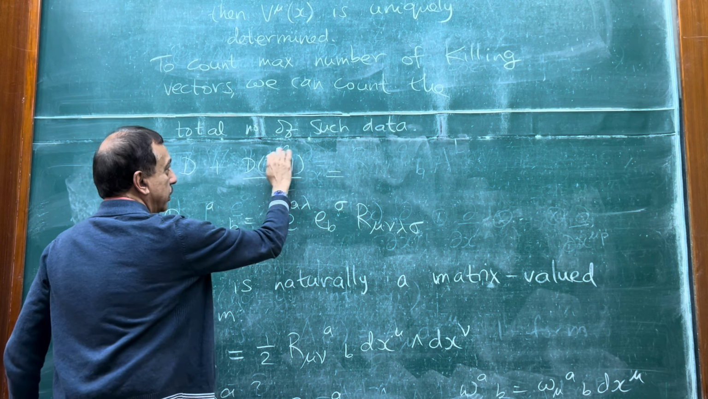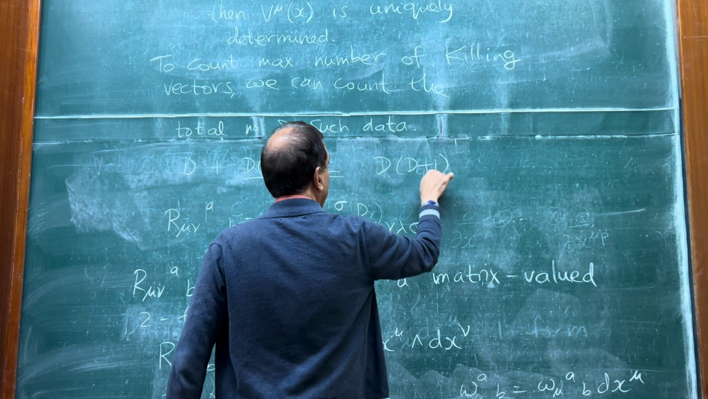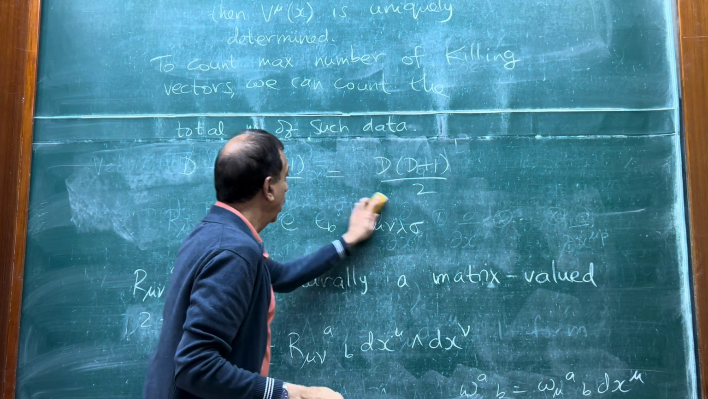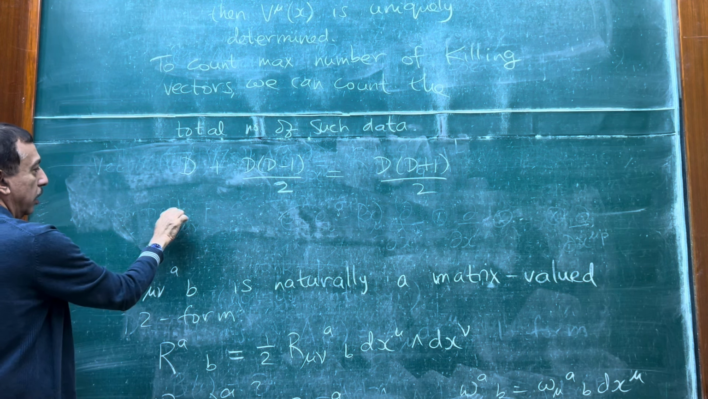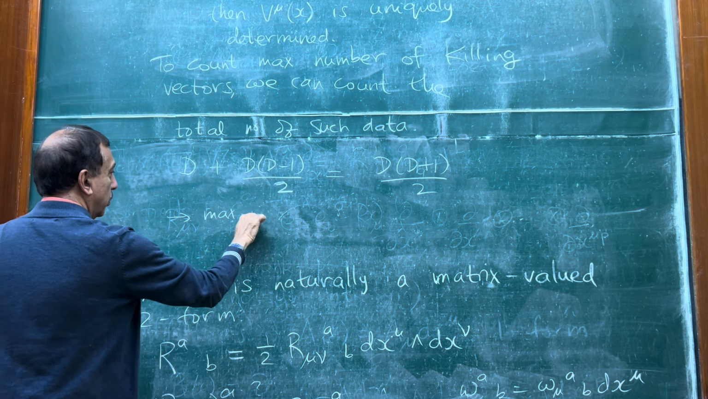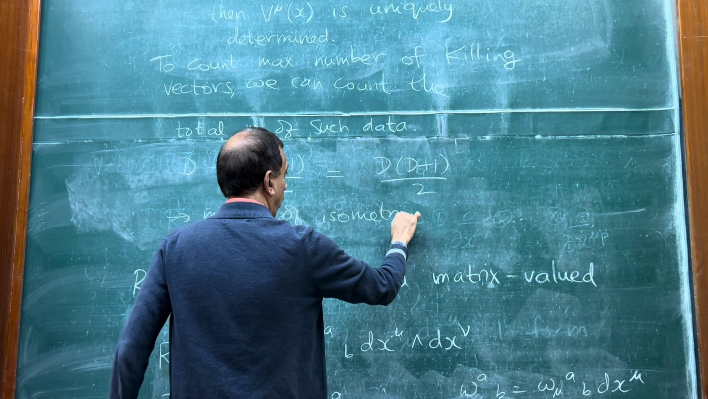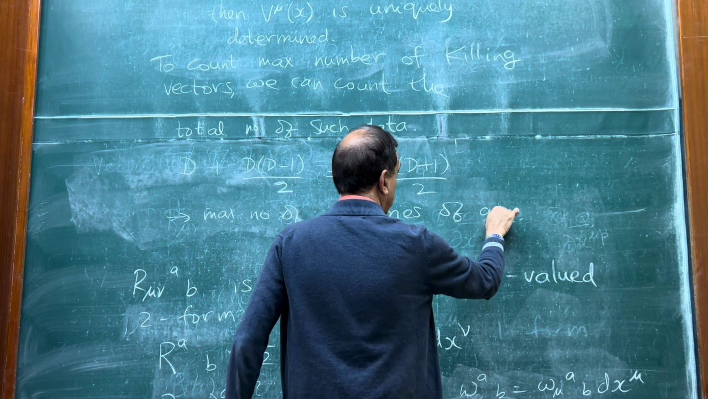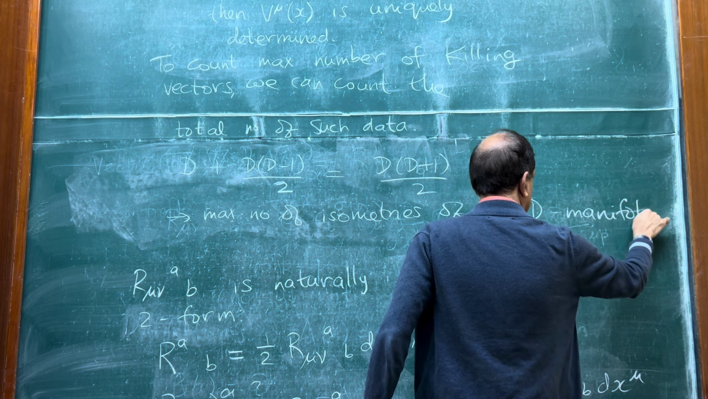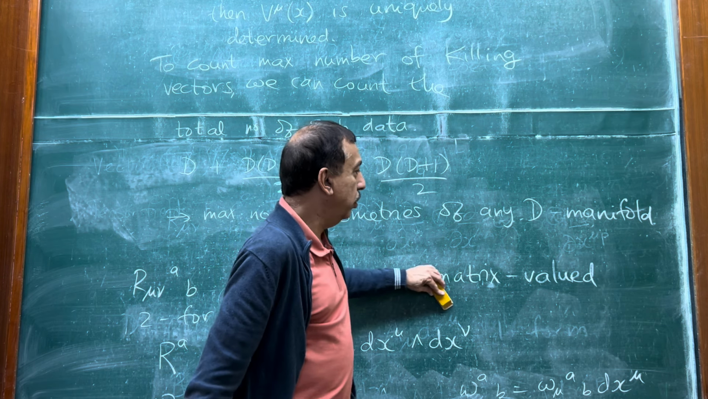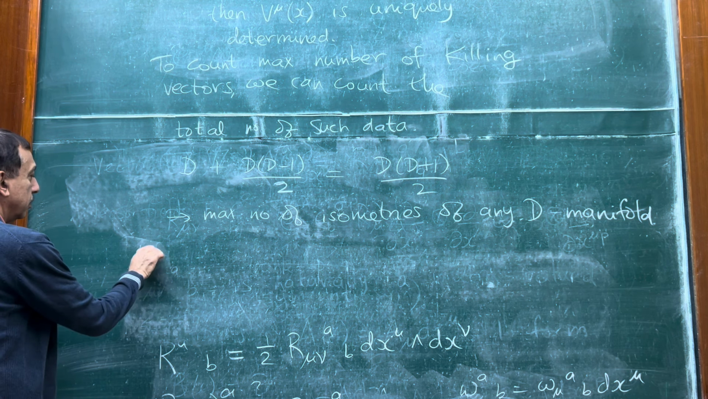What do I get when I add these numbers? D plus 1 by 2, and that's your answer. Sir? One second. Let me just finish this thought and then take the question. And this, I claim, is the maximum number of isometries of any D manifold. I mean a D-dimensional manifold. And we already know examples.